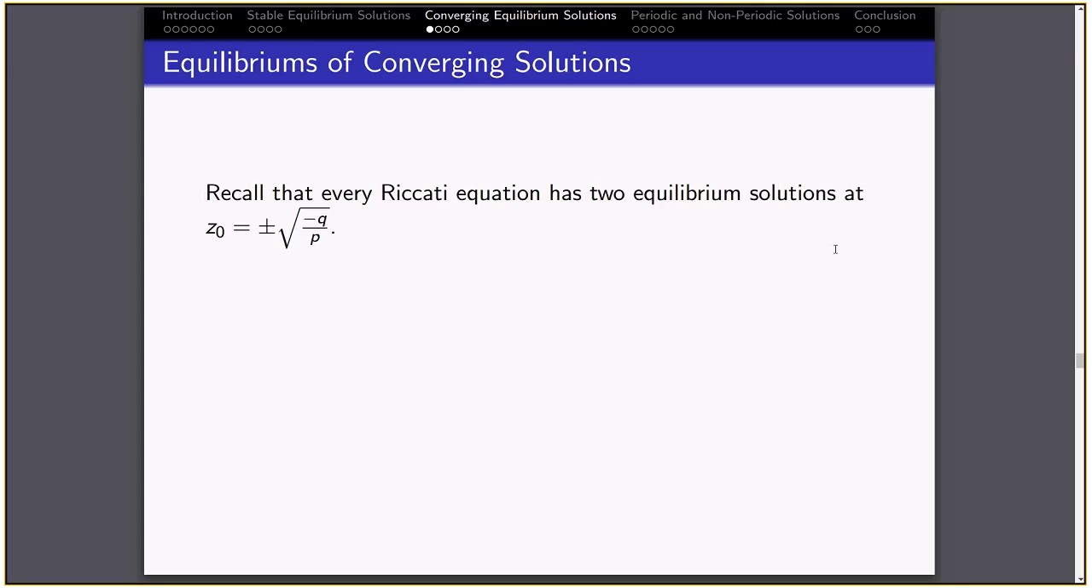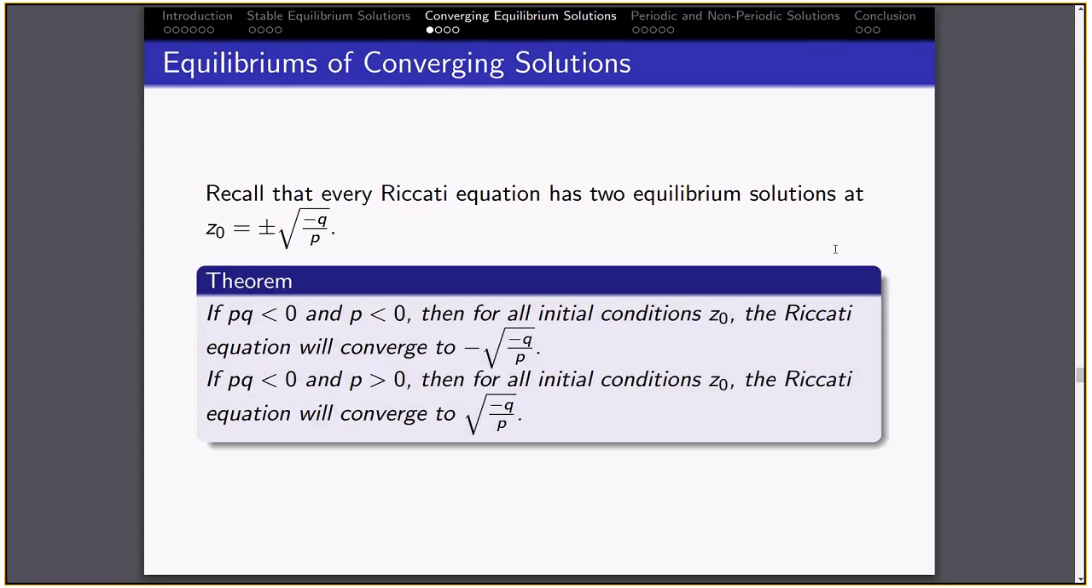Okay, so again, there are two equilibrium solutions at Z naught equals plus or minus the square root of -Q over P. And so we have a theorem that we found based on that. If both PQ and P are less than 0, then for all initial conditions Z naught, the Riccati equation is going to converge to that negative equilibrium. And if PQ is less than 0, but P is greater than 0, then all initial conditions are going to converge to that positive equilibrium.